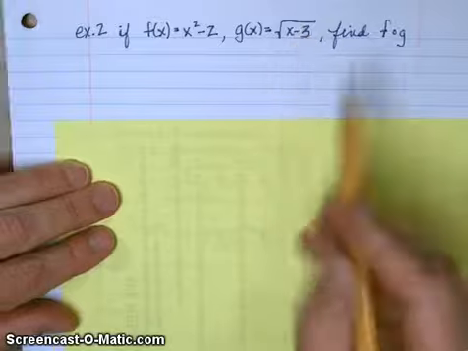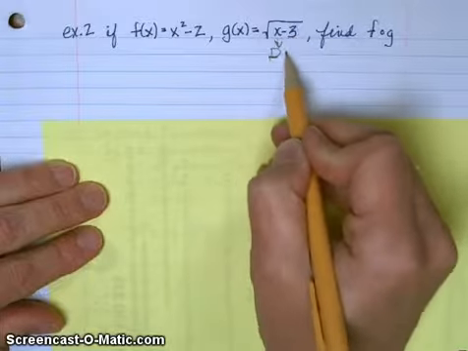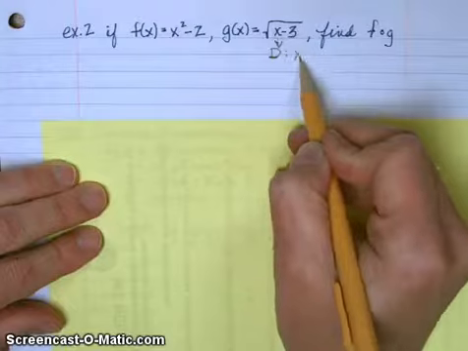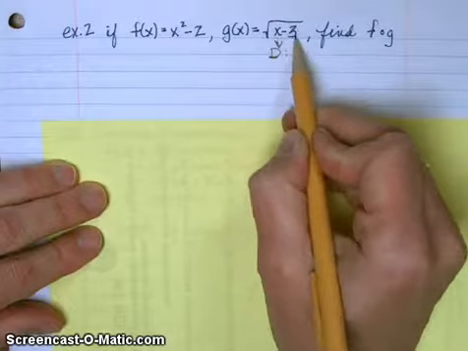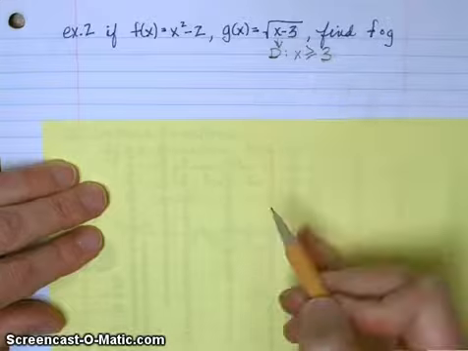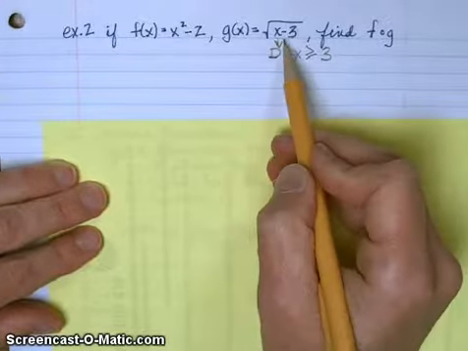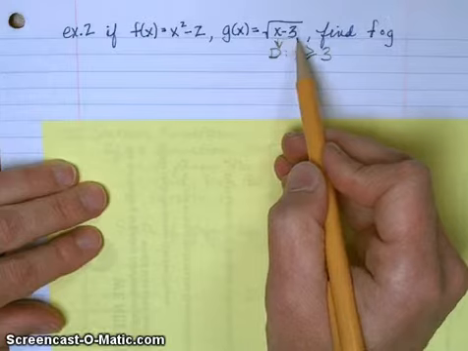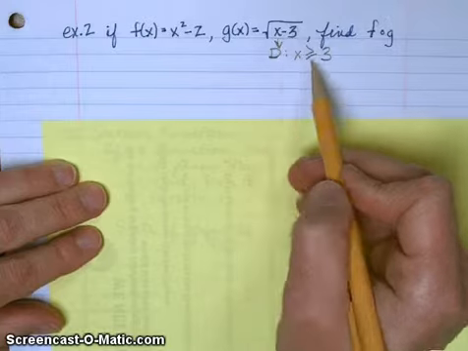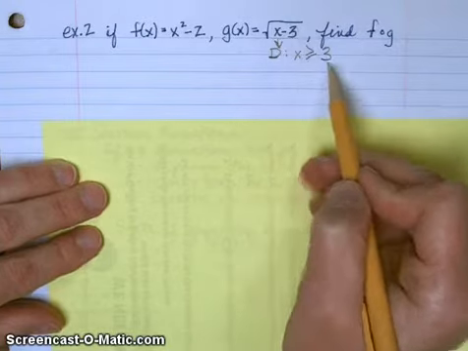So the domain is going to be restricted such that x has to be larger than 3. If I put in a number less than 3, I'm going to get a negative within that radical, and I can't have that. So I need to have this restricted domain. So let's find the composition.